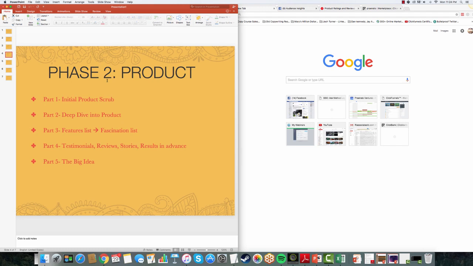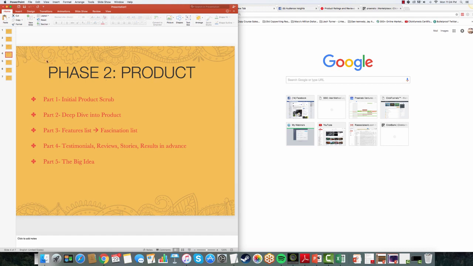And part five, once you're done with all four previous parts, then you're going to have a really, really good idea of what the core promise, the core premise is here. And based off the previous module that you looked at for the big idea, you're going to know how to take all of that information and succinctly say it in a way that really grasps the audience and uses that for the big idea. That is phase two.